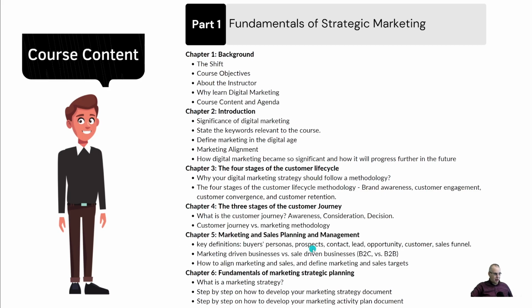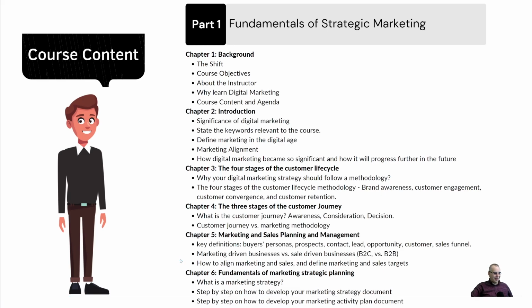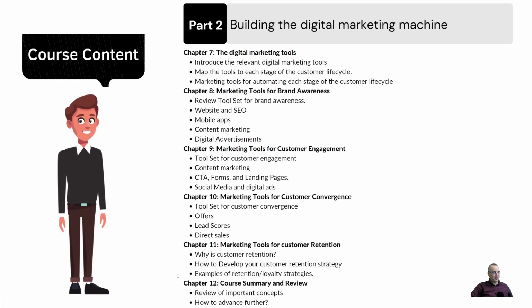So we'll give you great definitions of what a buyer's persona is, what is a prospect, a contact, lead, opportunity, customer. You might say, oh, I know exactly what a lead is, but here you will learn how to differentiate between a lead and an opportunity. Stay tuned till chapter 5. And chapter 6, I will give you a clear illustration on how to plan and document your marketing strategy. This is really going to be the heart maybe of the course, which will give you a very good understanding about how to really plan your marketing strategy and align it with the business strategy.